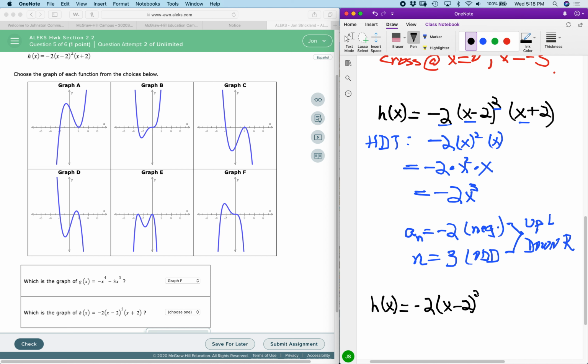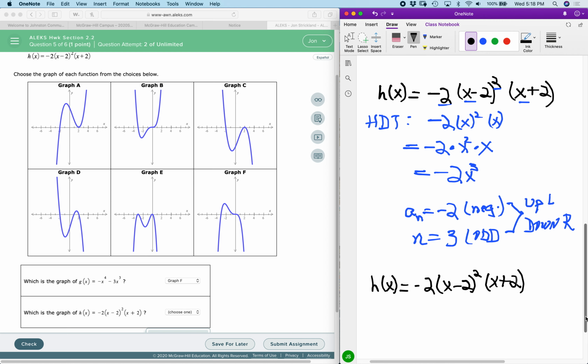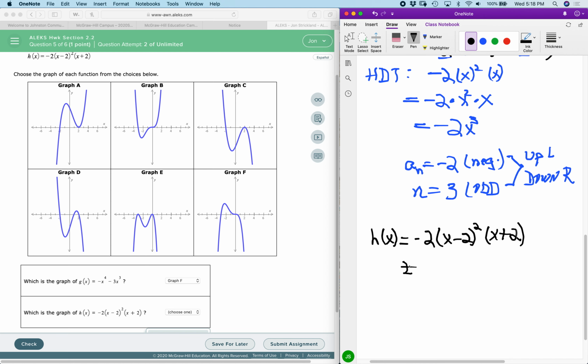have negative 2 times the square of x minus 2. You have times the quantity of x plus 2. And we have, in the case of the zeros, from x minus 2, I have x is equal to 2. For x plus 2, I have x is equal to negative 2.